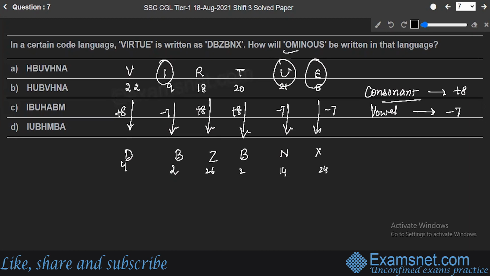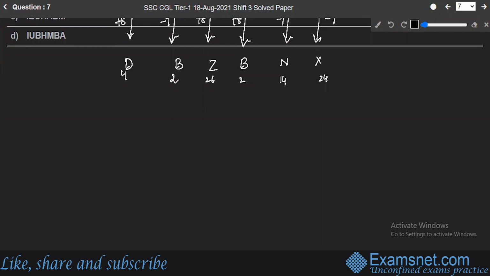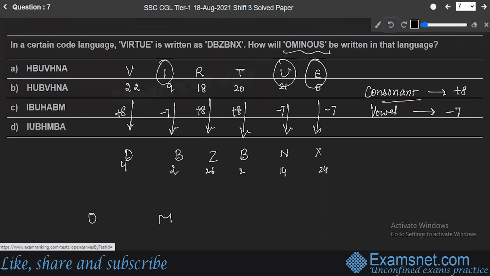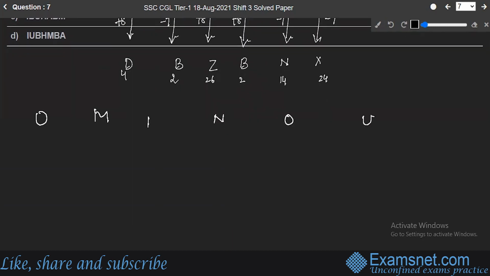Let's convert ominous now. So here is the word ominous. Okay, let's write down the place values of these alphabets. O is at 15, M is at 13, I is at 9, N is at 14, O is at 15, U is at 21, and S is at 19.